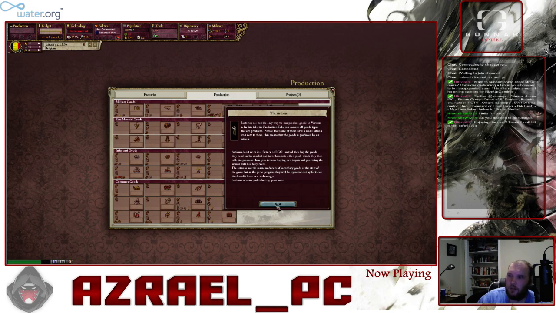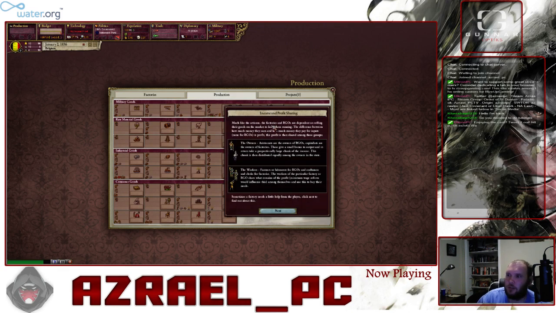Now on to profit sharing. Much like the artisans, the factories and RGOs are dependent on selling their goods on the market to keep them running.